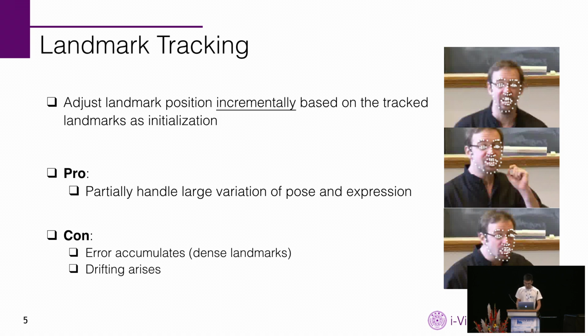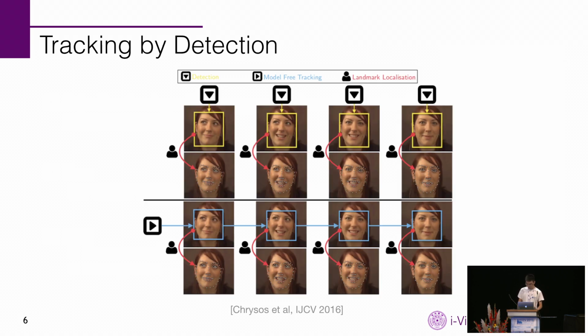However, errors in the tracked landmarks can accumulate over time, which in turn results in poorer and poorer initialization and eventually makes the tracker lose tracking, so drifting arises. This phenomenon is much easier to see in the cases of dense landmarks, such as the 49 or 68 landmarks, which are broadly used.